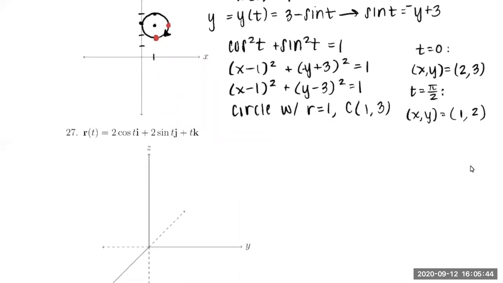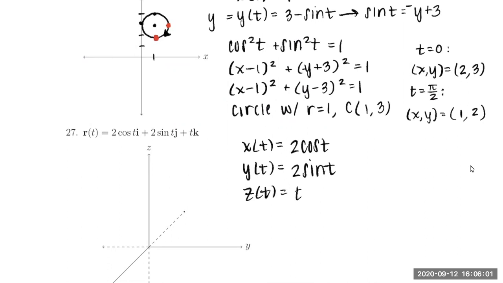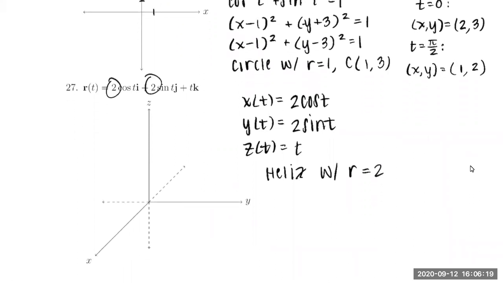All right, we have one last example in these notes. And so our component functions here are x of t equals 2 cosine of t, y of t equals 2 sine of t, and z of t equals t. This should look familiar. We discussed this on the first page of the notes here. This is a helix with radius 2 because we're looking at those coefficients in front of the sine and cosine. So you can plot that accordingly.